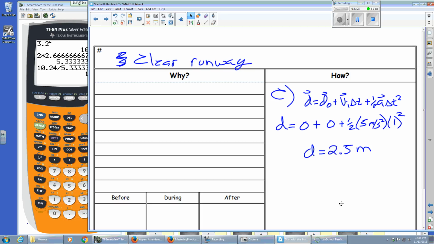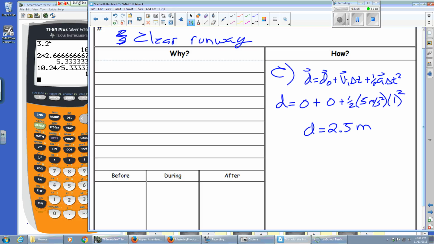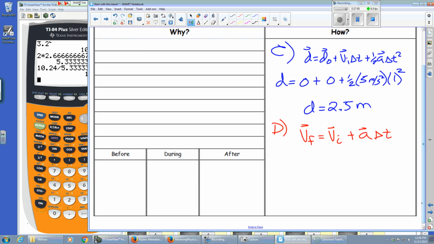So what I'm going to do, this will be part D. I'm going to use red. But first I need to figure out how fast it is going at the beginning of that last second. So what I'm going to use is that V final equals V initial plus A delta T again. You guys seeing how we're using the same equations again and again, right? Because they're the same concepts, same relationship.